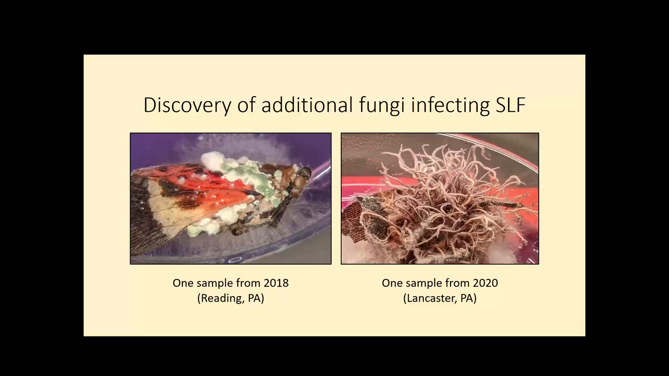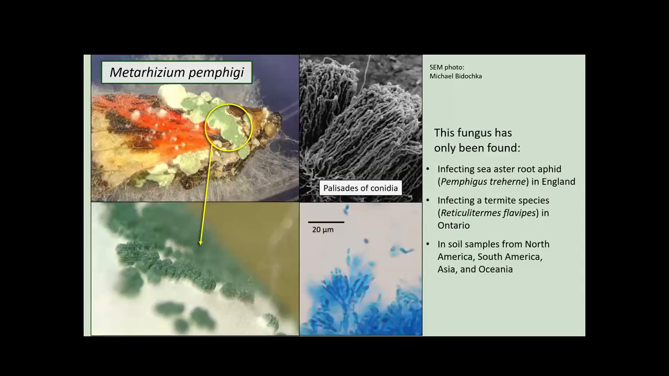Okay, but there's some other cool stuff we found. There are 2 pictures there of 2 different species we described. Number one is a green fungus we found. I've only seen it once in the field. This is Metarhizium pemphigi. It's poorly understood, but it's known to infect some aphids in England. It's infected termites in Ontario. It's also been found in soil samples. We did find it infecting a lanternfly adult. It has these olive green spores, and there's a close-up on the bottom. Funny enough, there's a different species of Metarhizium that has been used in biopesticides before.